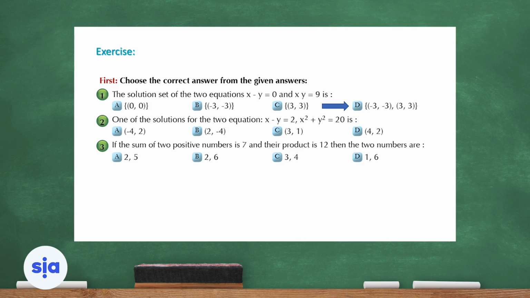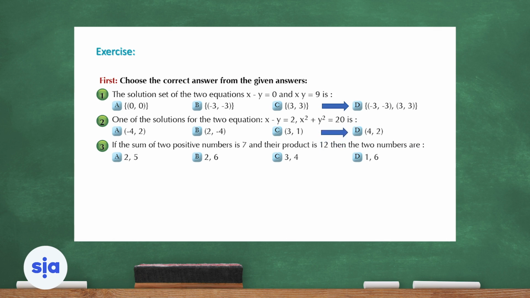Let's go and check choices B, C, and D. Two numbers, x minus y equals 2. So 2 minus negative 4 is not 2. 3 minus 1, yes, it can be 2, and 4 minus 2, it can be 2. Let's go and substitute in the second equation. X squared plus y squared equals 20. So for sure, the answer is, yes, good job, it's choice D.